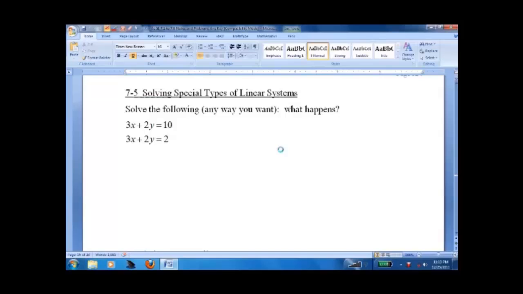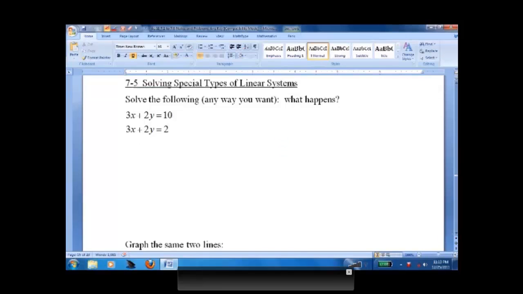Lesson 7.5, solving special types of linear systems. Looks just like the work we've done so far, but, well, things are going to go wrong. We'll see how. So solve this any way you want. We'll definitely want to do elimination.